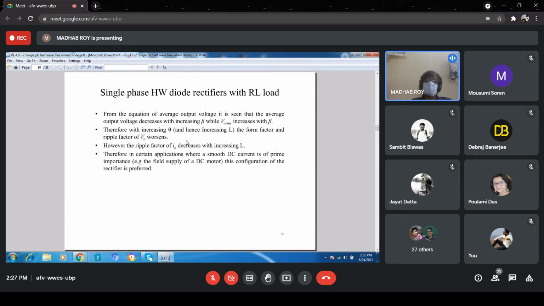Therefore, in certain applications where a smooth DC current is of prime importance, this configuration is recommended. The only thing is that the current ripple is decreasing and the current is more or less flat compared to the earlier resistive load case. So in that case it can be applied.